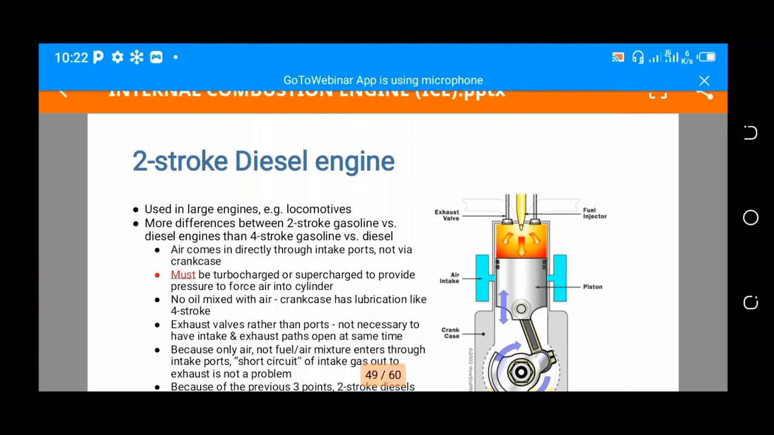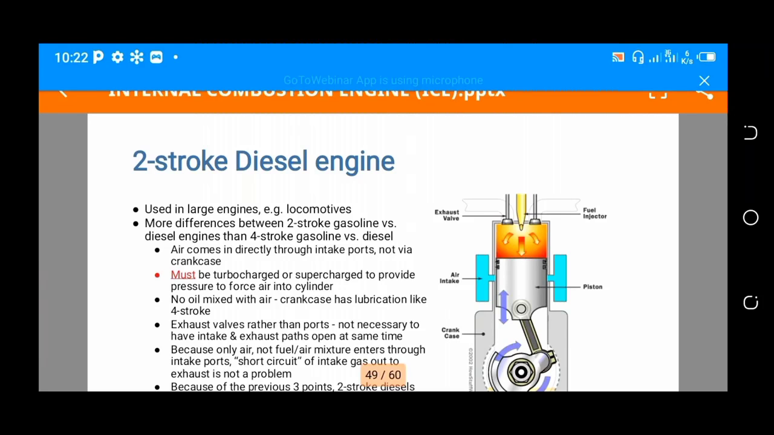One, the four-stroke engine completes one cycle in every two revolutions of the crankshaft. So when the crankshaft rotates twice, one cycle is completed. But in the two-stroke engine, one cycle is completed in every revolution of the crankshaft. Secondly, the four-stroke engine has more moving parts as compared to the two-stroke engine, which has fewer moving parts. Please take note of all these differences.